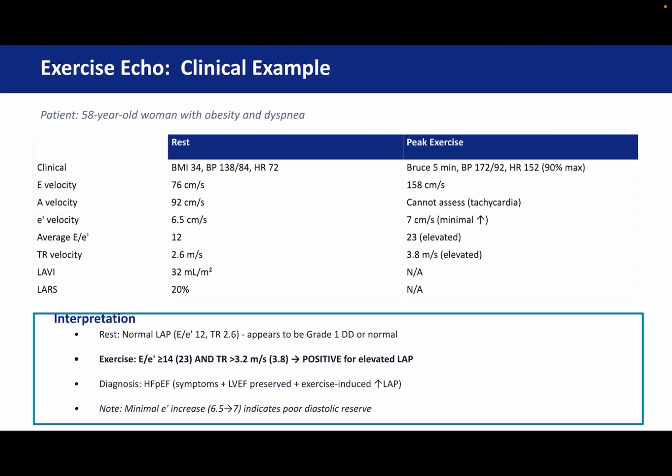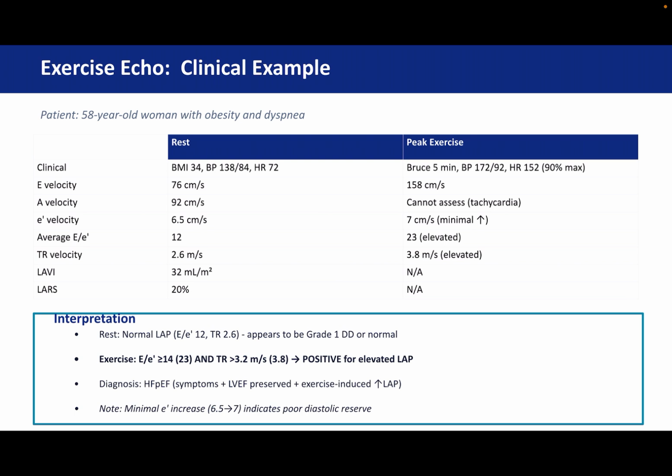Clinical case: exercise echo. This case drives home the entire lecture. A 50-year-old woman with obesity and exertional dyspnea. At rest, she looks fine. Grade 1 diastolic dysfunction on most. Her left atrial reservoir strain is 20, borderline but technically normal. You might be tempted to reassure her.